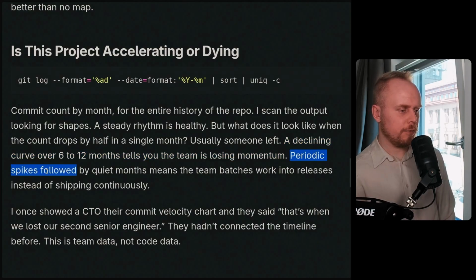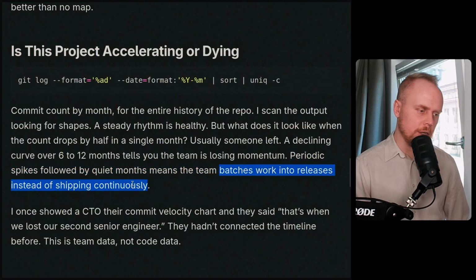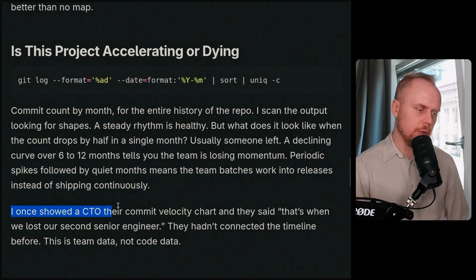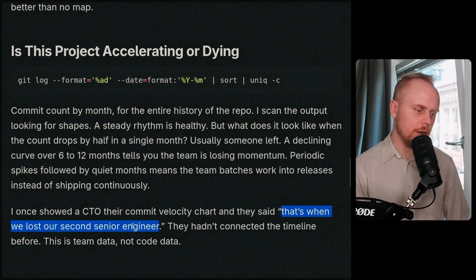Periodic spikes followed by quiet months mean the team batches work into releases instead of shipping continuously. I once showed a CTO their commit velocity chart, and they said, "That's when we lost our second senior engineer." They hadn't connected the timeline before. This is team data, not code data.